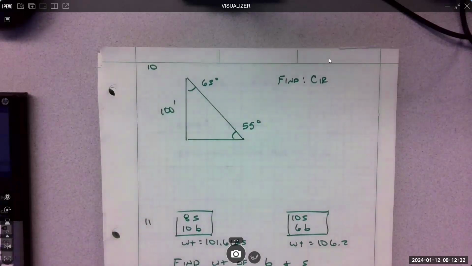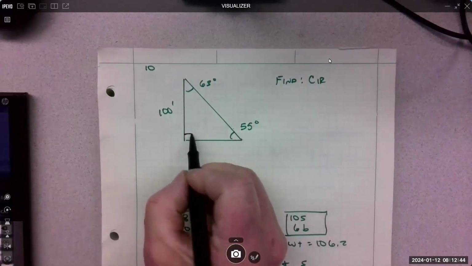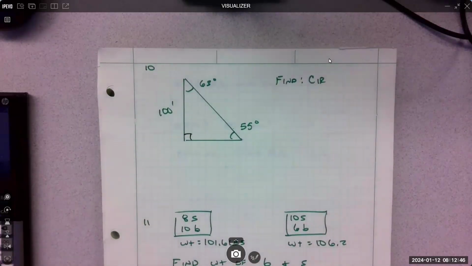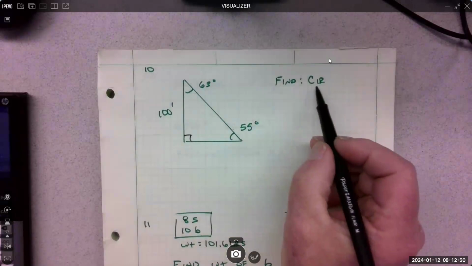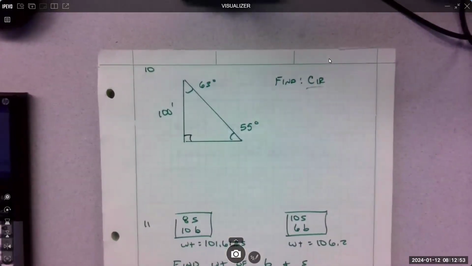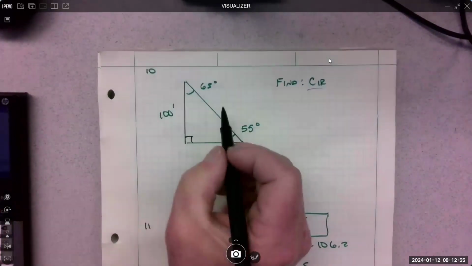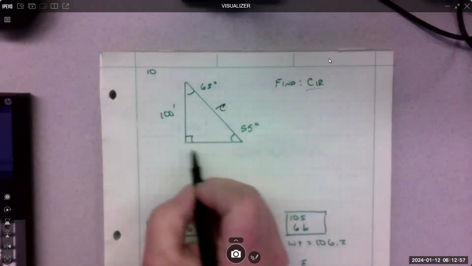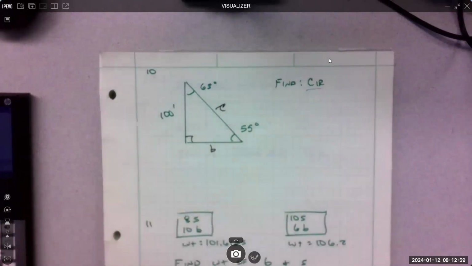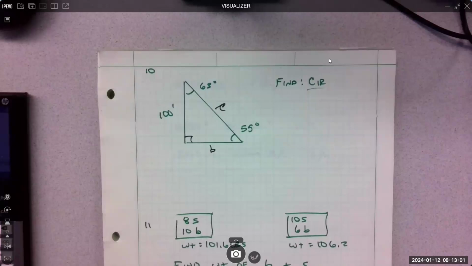So one side of a triangle is 100, right? And then the opposite angle was 55. And it was a right triangle? Yep. And 63 was the other angle. And they wanted to know what? Oh, the circumference all the way around. Yeah, they're going to fence it. So we need C and we need whatever you want to call this, B. How do we get C?